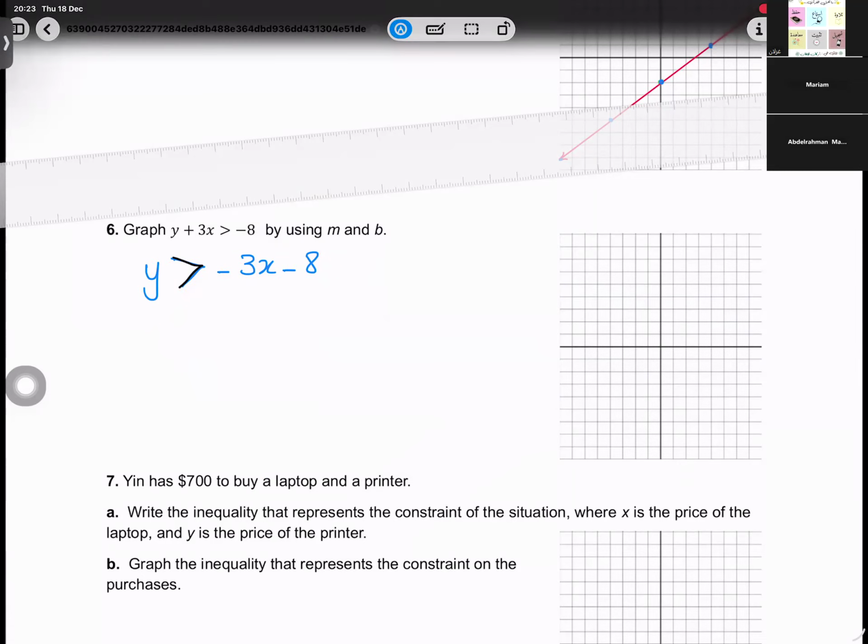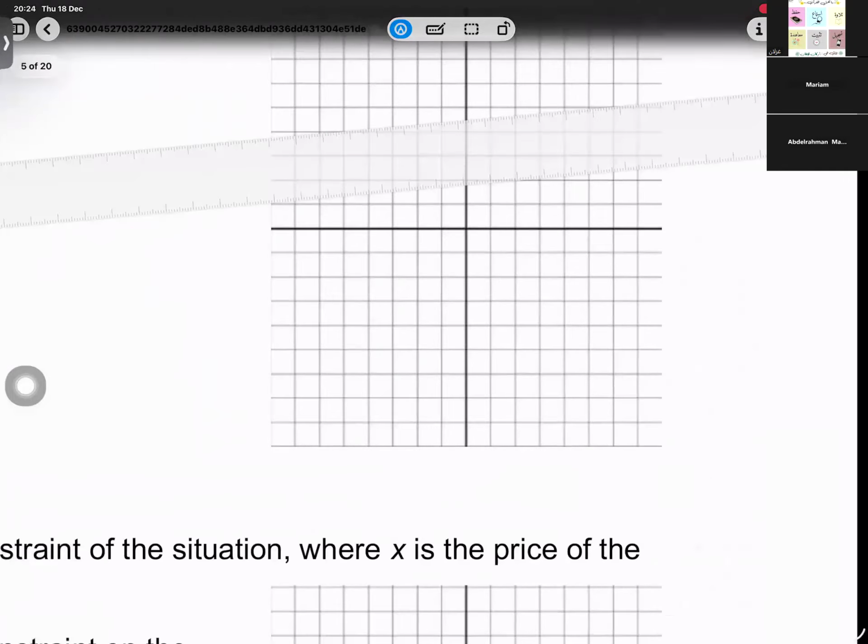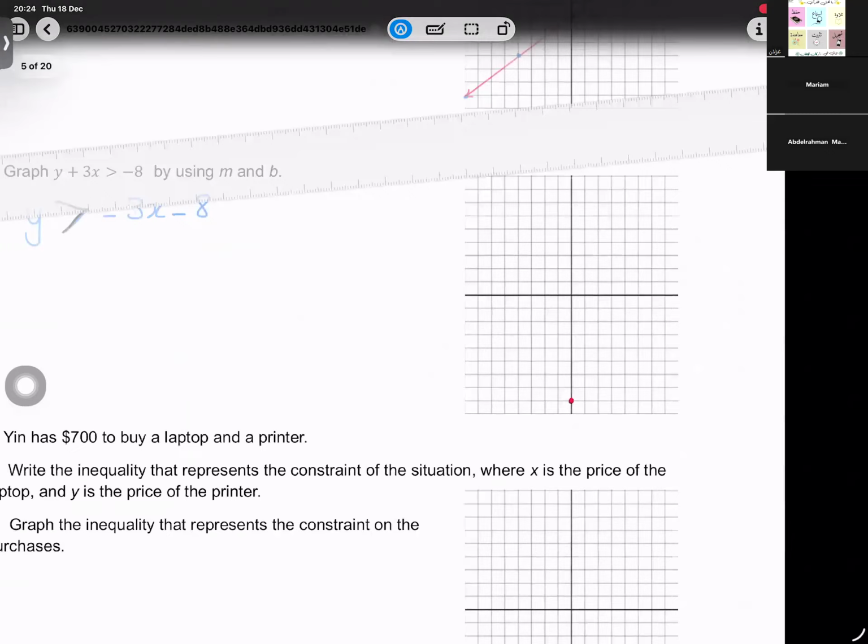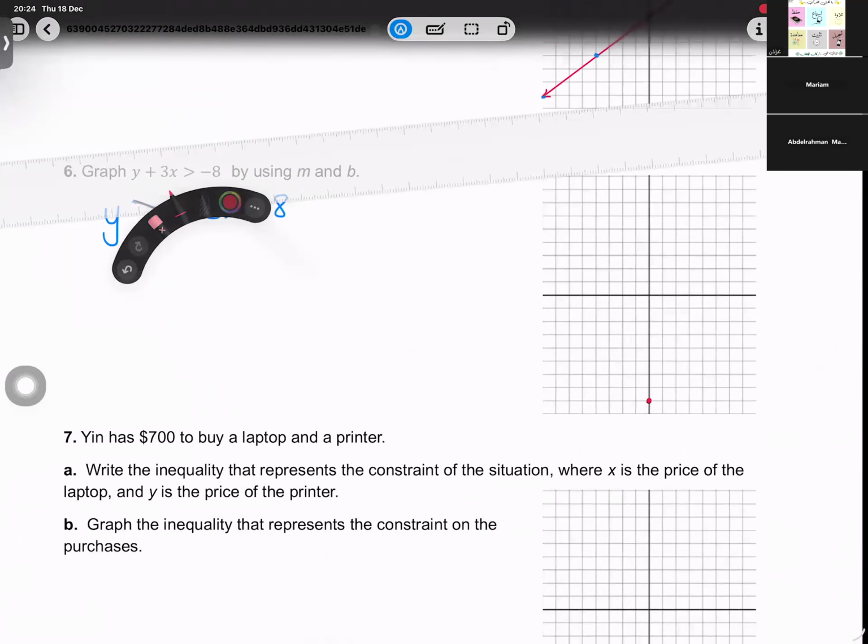So you start with negative 8. 1, 2, 3, 4, 5, 6, 7, 8. And then you rise by just 3 over 1, negative 3. Doesn't matter if it's negative, you go down, right? Bravo. By the way, I want to tell you something. You cannot go down here because we are already down. There is no down more than that.